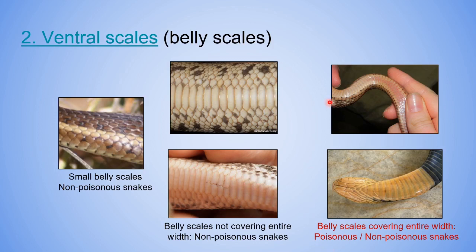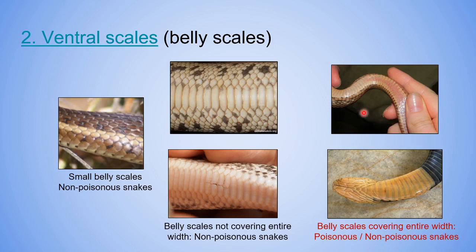Coming to the other one, in some snakes you can see that on the ventral side, the scales cover the entire ventral side. In this case also you can see that the scales are covering the entire ventral region. And in this case, this one is a non-poisonous snake, this one is poisonous, this is king cobra.